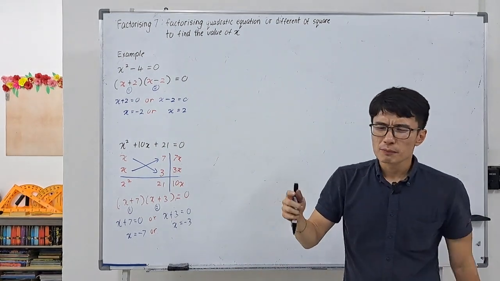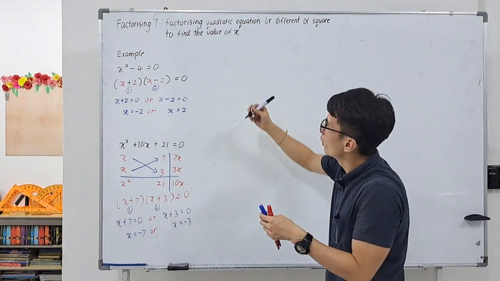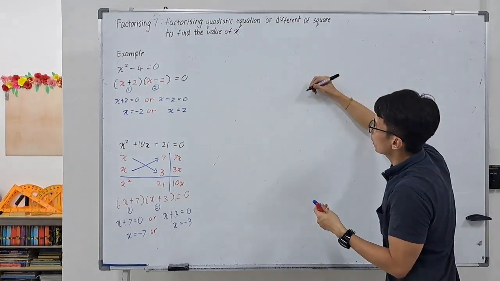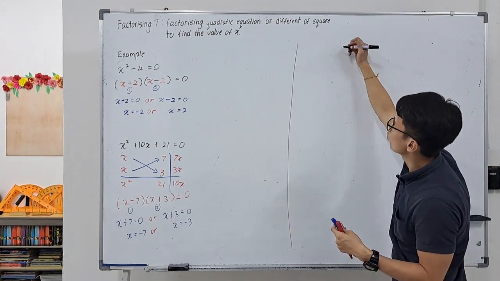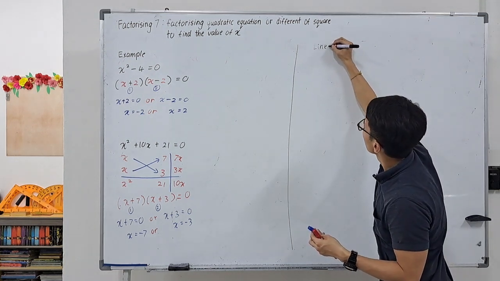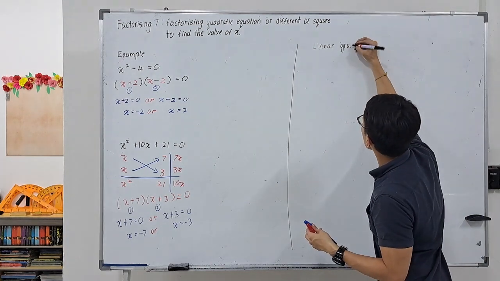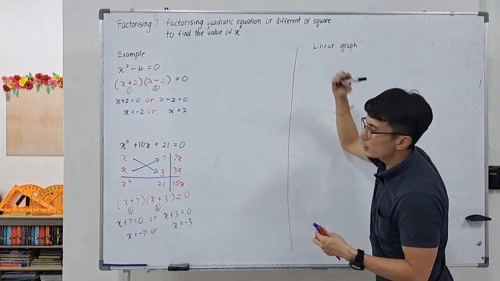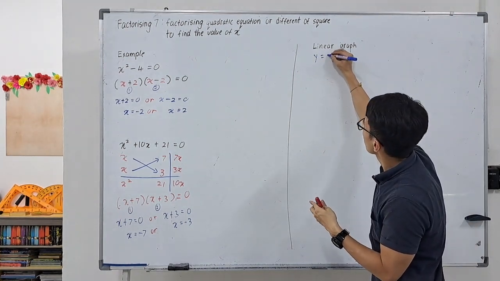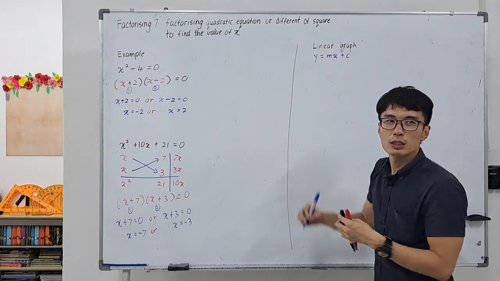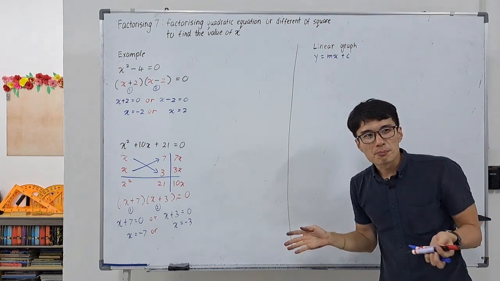But before that, since I talk about graphs, let's go back to the simplest graph, a linear graph. I'm going to draw a line. Basically, a linear graph means a graph with a straight line. In a linear graph, I believe you are all familiar with this term, which is y equals mx plus c.